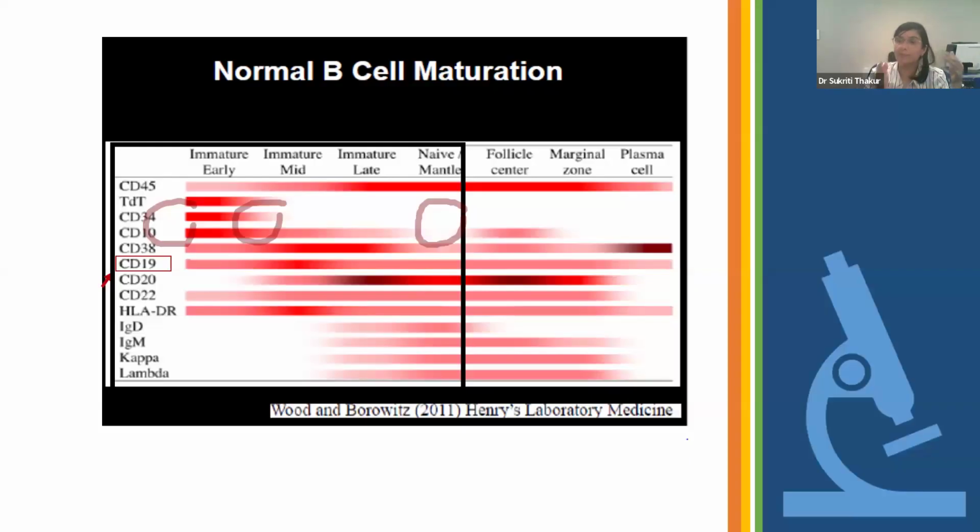If CD34 is coming, it means it's a progenitor cell. It means these are blasts. But if CD34 is negative and CD45 is coming very bright to moderate, it means that they are mature cells. They are not abnormal blasts. So we have to be very careful while seeing these cells, and we should be very much aware of these markers.